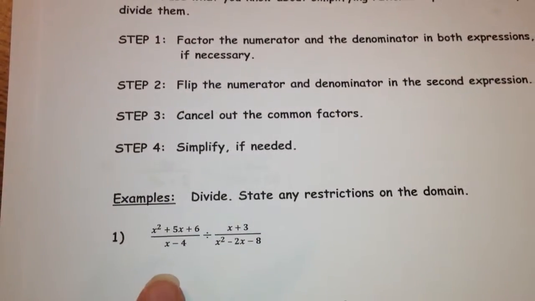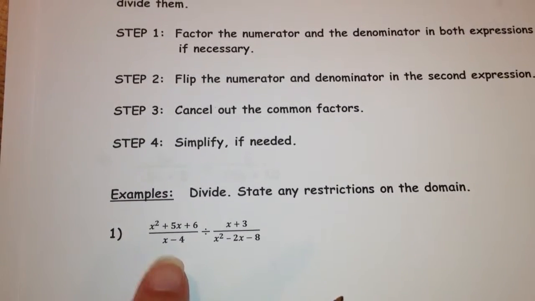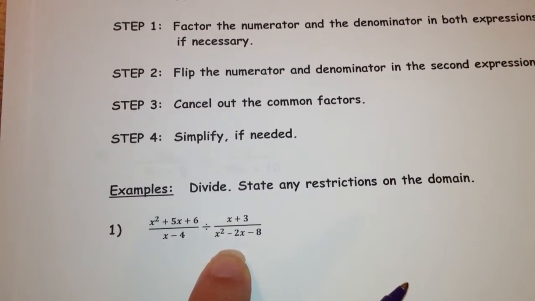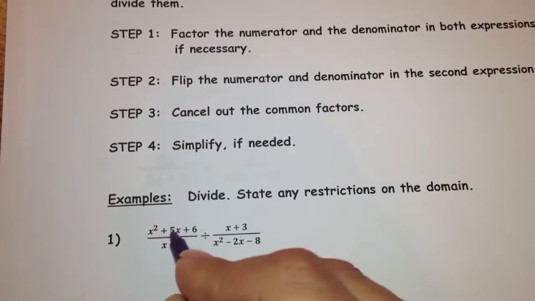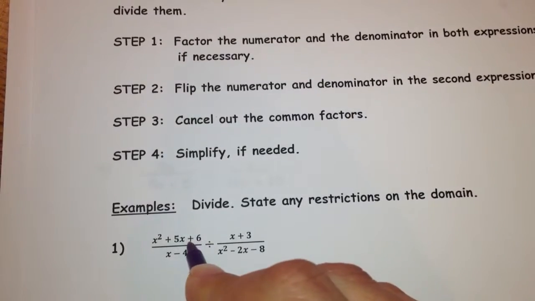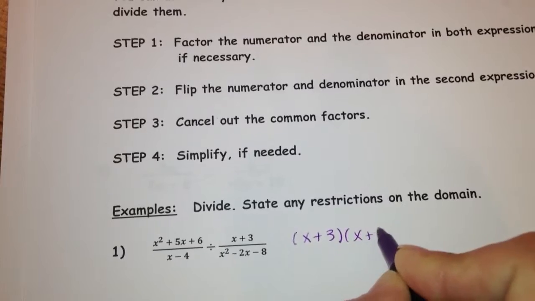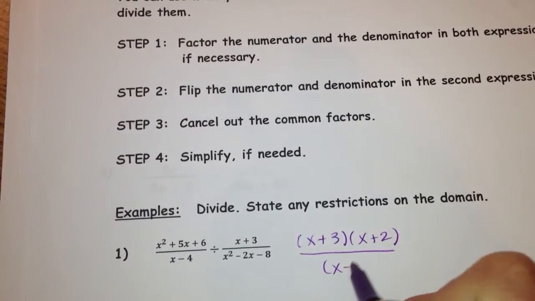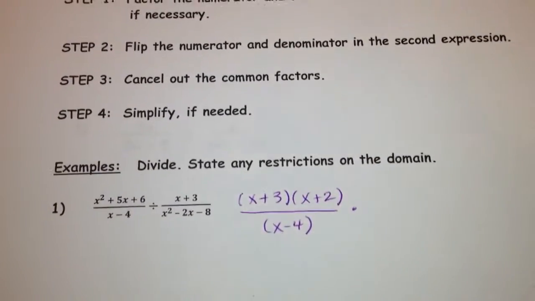So on our first one, we have x squared plus 5x plus 6 over x minus 4, and then our division, we're dividing by x plus 3 over x squared minus 2x minus 8. So we need to go ahead and factor, and in the numerator right here, it is my factors of 6 that add up to 5, which is x plus 3 times x plus 2, and there's nothing to factor out in that first expression in the denominator. I'm going to go ahead and change that to multiplication now.